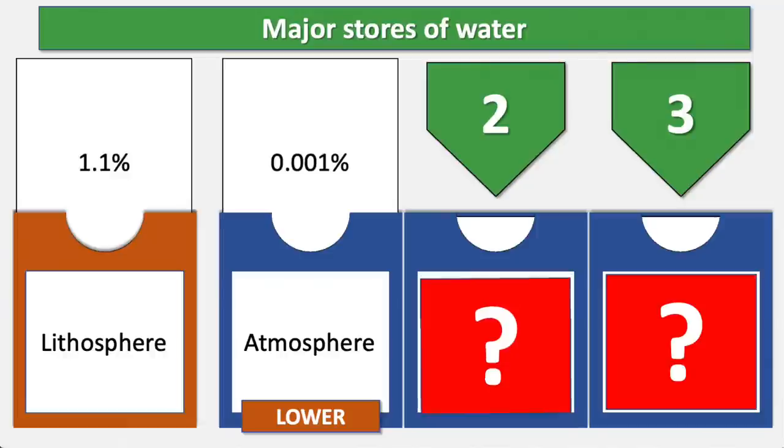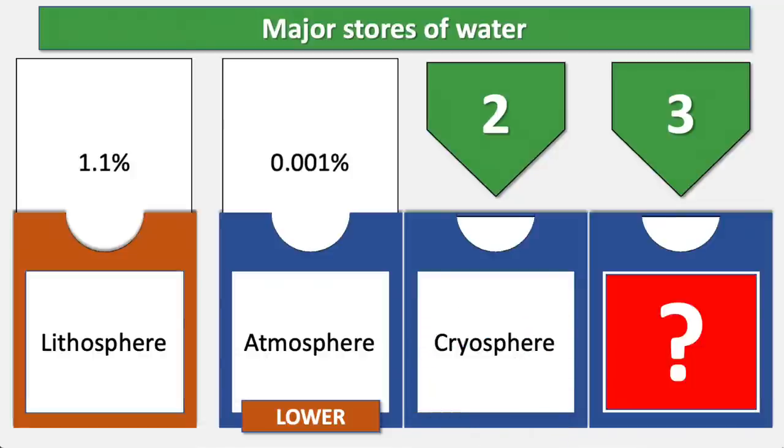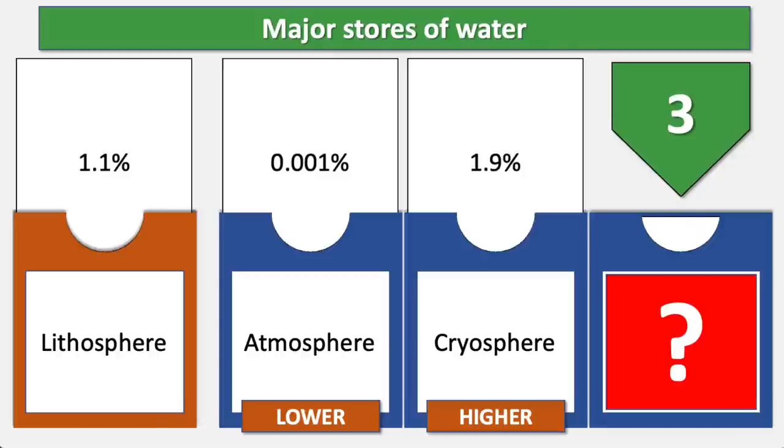So what is our next sphere we're going to look at? Cryosphere. So cryosphere is the world of ice, thinking about glaciers, thinking about ice caps. So is that going to be higher or lower? Yeah, you guys are too good, aren't you? Everyone's going higher on this one. So let's see how much is in the cryosphere. So we've got 1.9% of the water is in the cryosphere.